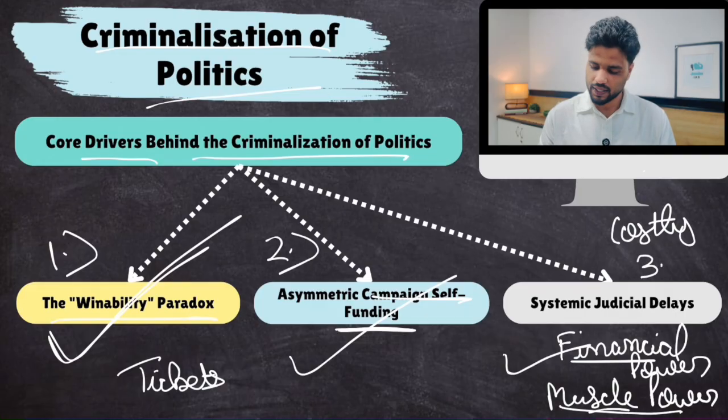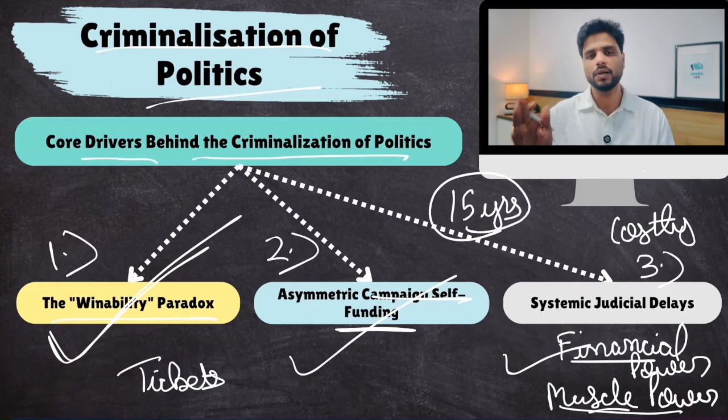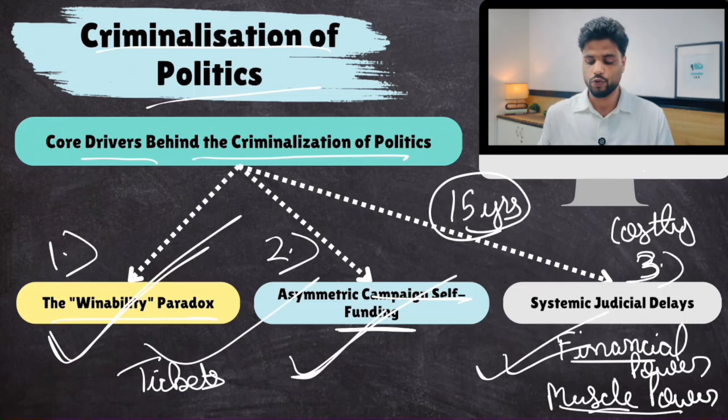Plus, the third reason is the failure of our judicial system, because criminal cases take time. These criminals know how to delay the judgment. They know about delaying tactics. So a normal criminal case can take up to 15 years. Till that time, they can fight multiple elections and go on with their business. So these are the three core issues.